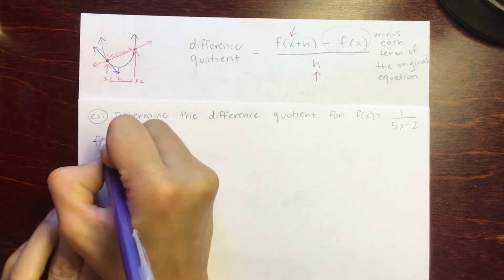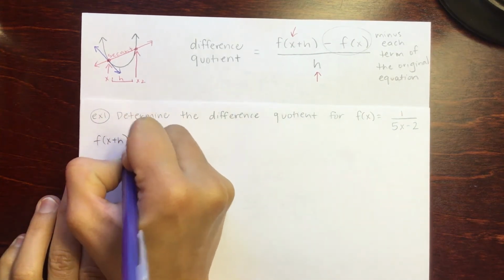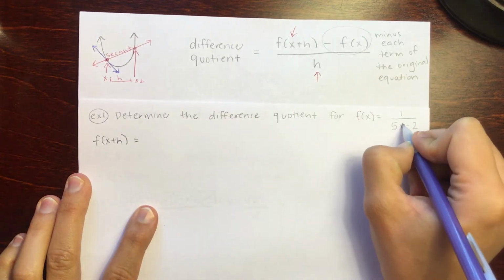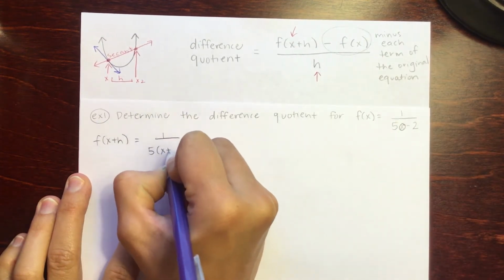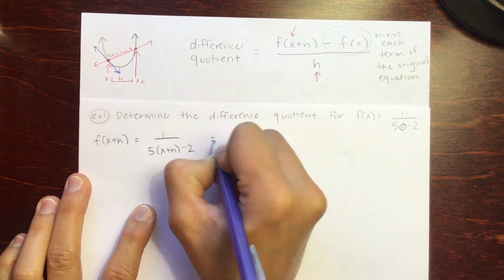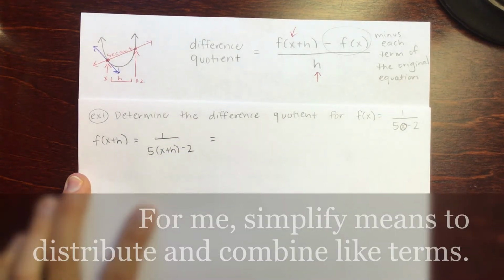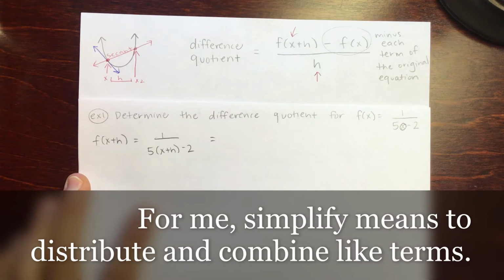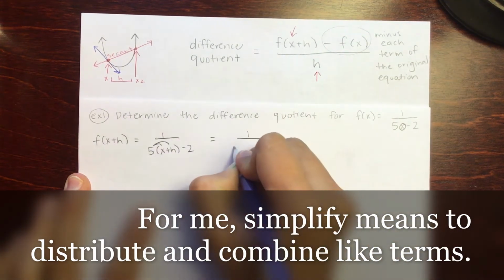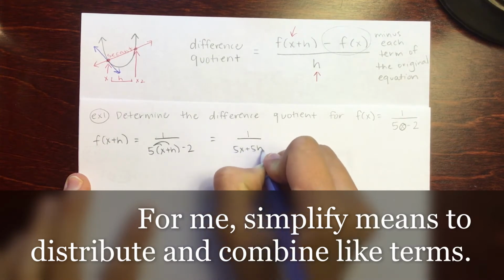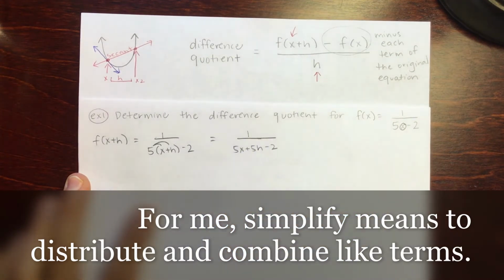I like to start by figuring out what f of x plus h is. So replace every x in the original equation with parentheses x plus h. Simplify. For me, that means to distribute and combine like terms. So I'll distribute my 5. And I don't have any like terms, so that's it.